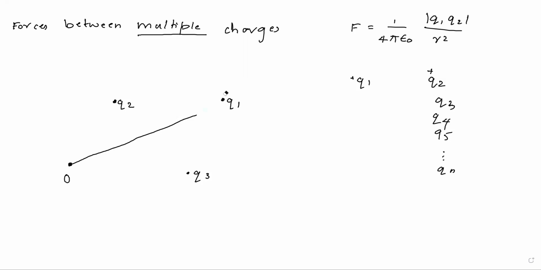So let us consider this Q1, and join it to the origin. So this is Q1, and this is Q2, and this is Q3. Now let us consider the distance between these point charges and the origin as R1, R2, and R3 respectively.